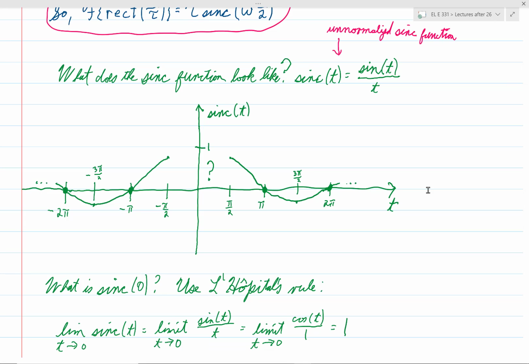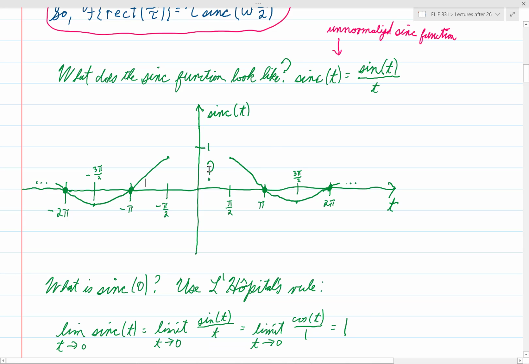And by the way, one more thing that might be obvious to you is that this is going to be an even function of t. The graph certainly looks like an even graph, and the way that we get that is, remember, the numerator is an odd function of t, the denominator is an odd function of t, and so when you have an odd divided by an odd, you get an even function.